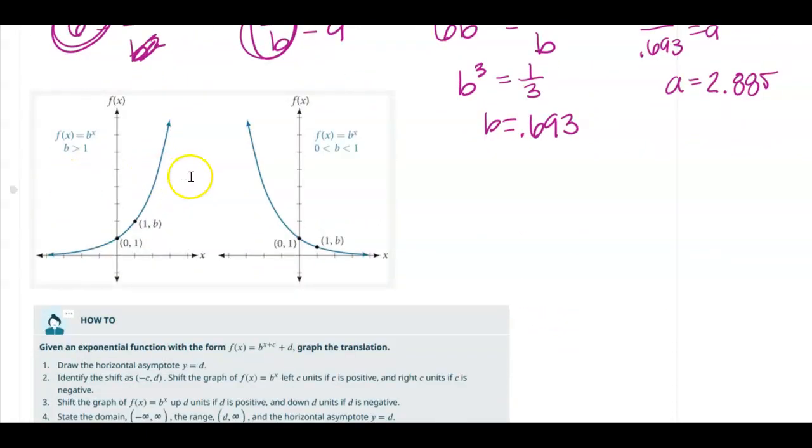All right, here are some graphs just so you can see it. Again, if b is bigger than 1, we're going to have exponential growth. If b is between 0 and 1, we're going to have exponential decay. We don't worry about having negative numbers for our bases for exponentials.